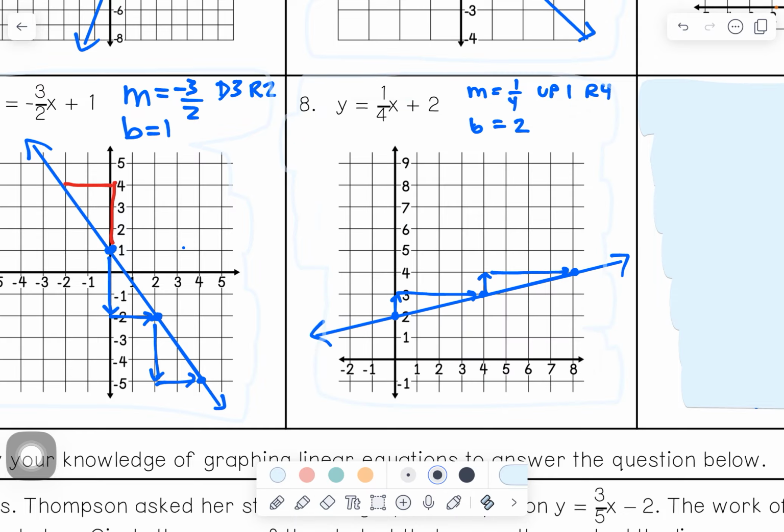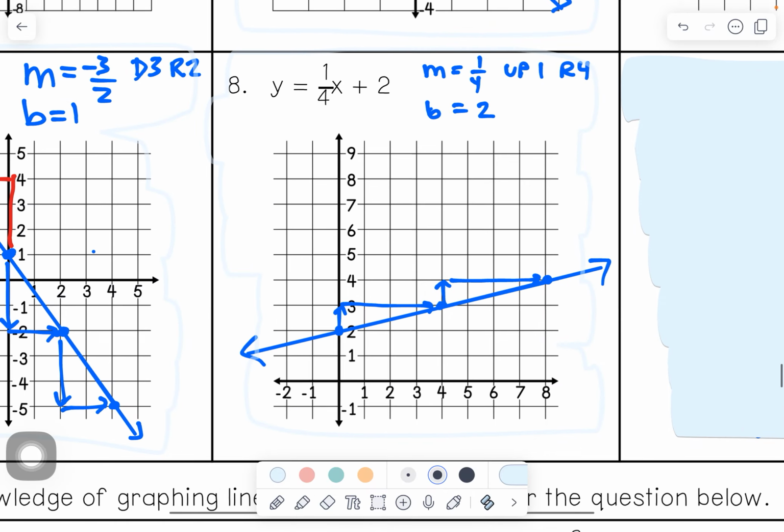All right, next up, we have number 8. My m is 1/4, up 1, right 4. And then my b is +2. So I put a point at 2. I go up 1, right 4. I can do that twice. I can't go to the left this time. That's okay. As long as I have 2 points, I should be able to draw a line with a ruler.